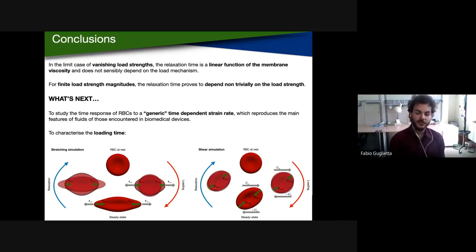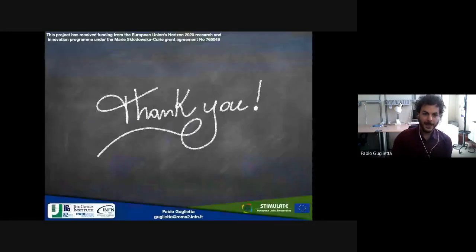And the other way is trying to characterize the loading time, because now in this work, we focused on the second part, the relaxation part. So we have the RBC at rest, it deforms, then it reaches the steady state, and then it relaxes to the rest shape. This is both for the stretching and the shear. Now we want to look at the time during the loading part to see if there is something similar to the relaxation, if there is a symmetry or not. And so we are going to investigate also this.